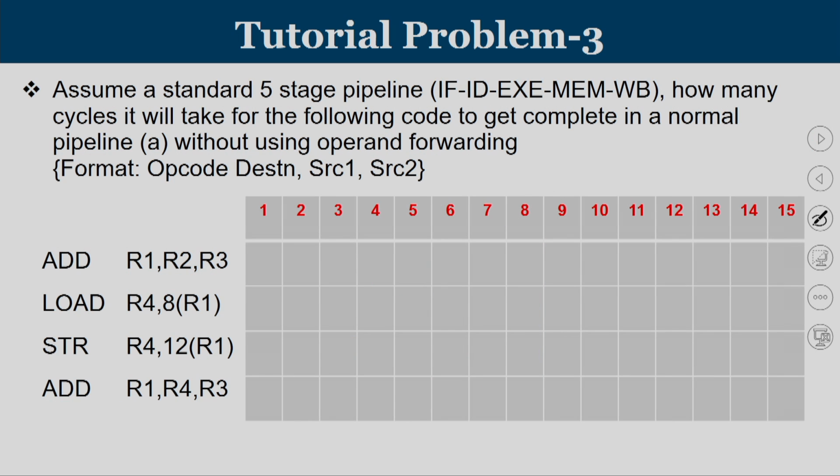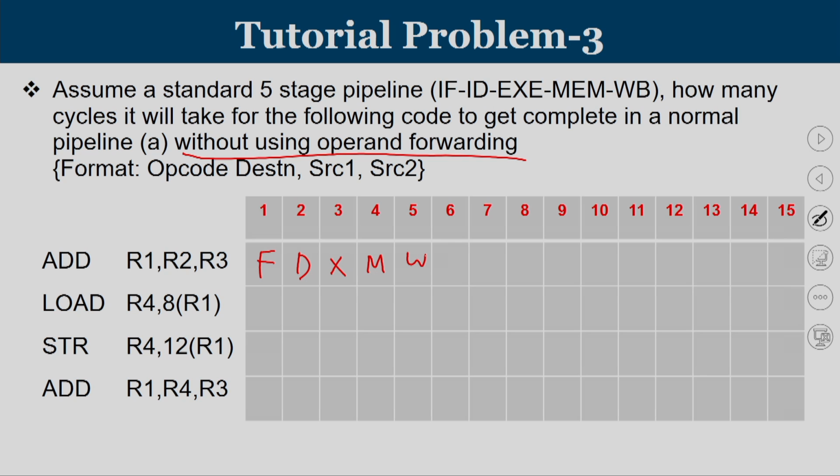Now, let us go for another pair of instructions. The code is changed and we have an add instruction followed by a load, followed by a store, and then you have another add. This is also without operand forwarding. So, here you have fetch, decode, execute, mem and write back.